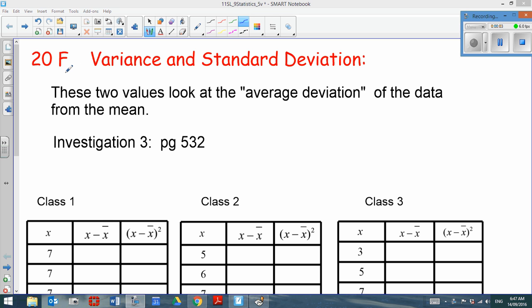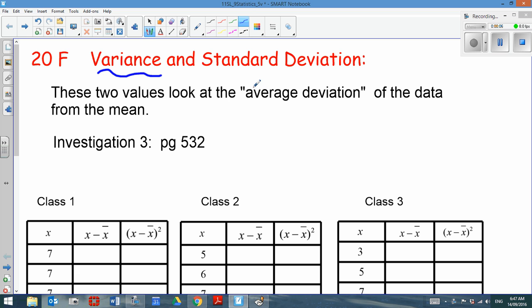IIB, we're going to look at 20F, which is variance and standard deviation. Just taking a look at what these mean in general, they basically give you an average deviation of each of your data values from the mean. So it does take into account every single data value that you collect or that you're looking at. If you look at the middle, your mean, your average, how far does every value deviate from that mean?